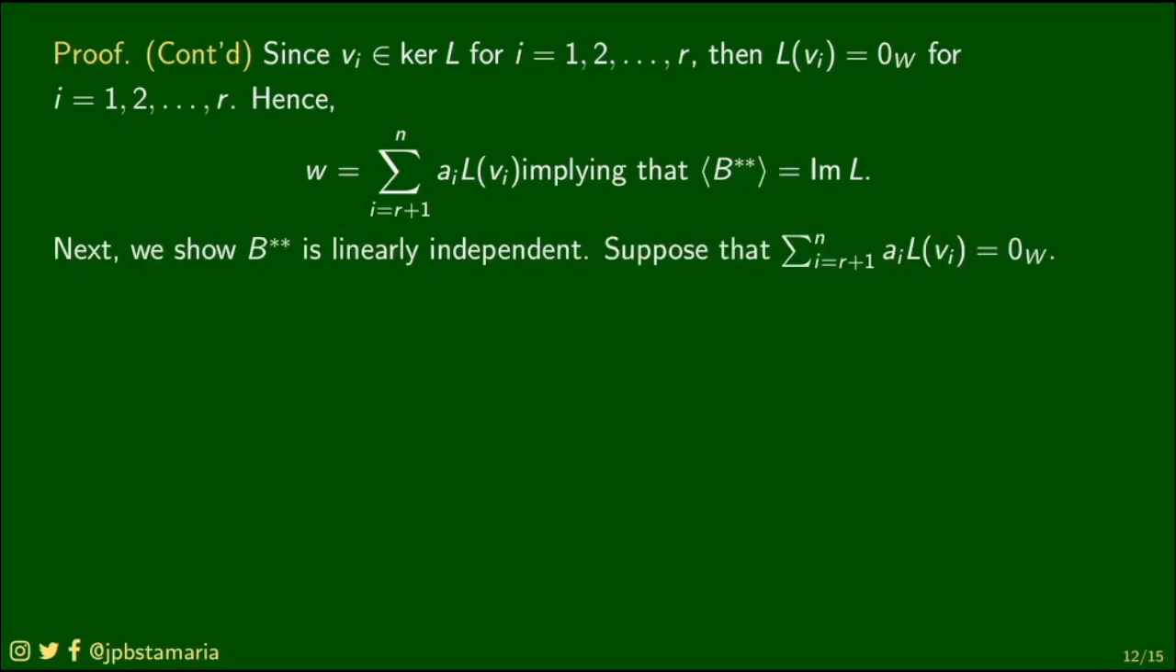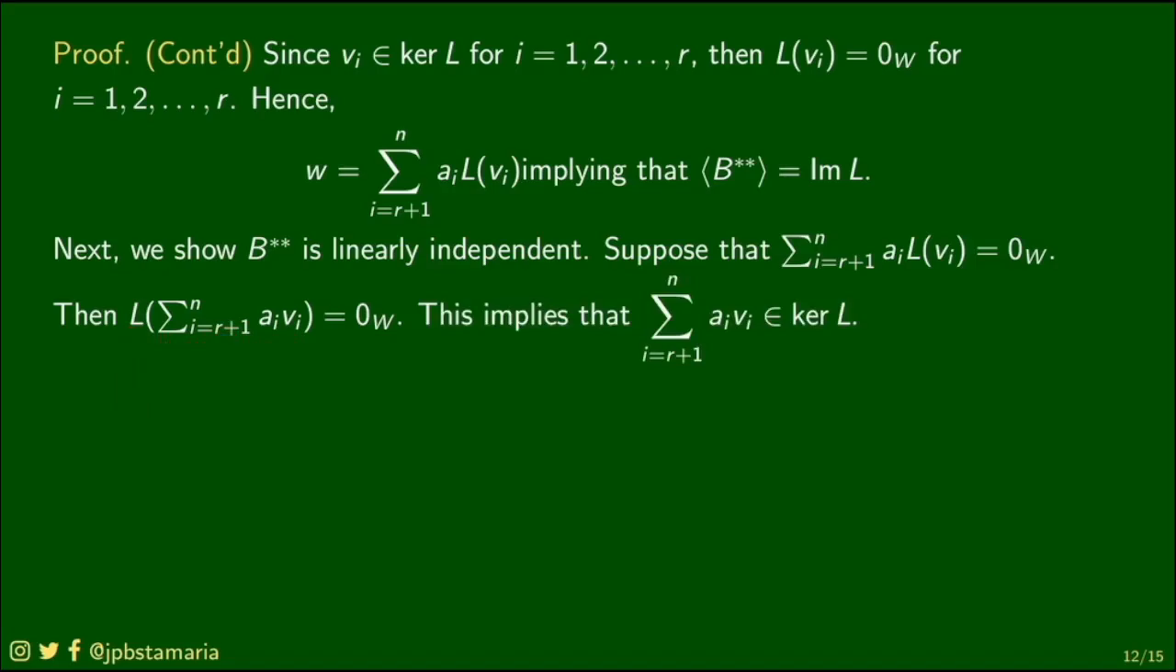Now suppose that the sum a_i L(v_i), i from r plus 1 to n, is 0. We need to show that these scalars are all 0, but that's not hard to show. First, simply take note that because L is linear, you can move L outside the sum, right? This translates to this equation. And this would mean that this sum is sent to 0, or it's being killed by L. Therefore, that sum is in the kernel.